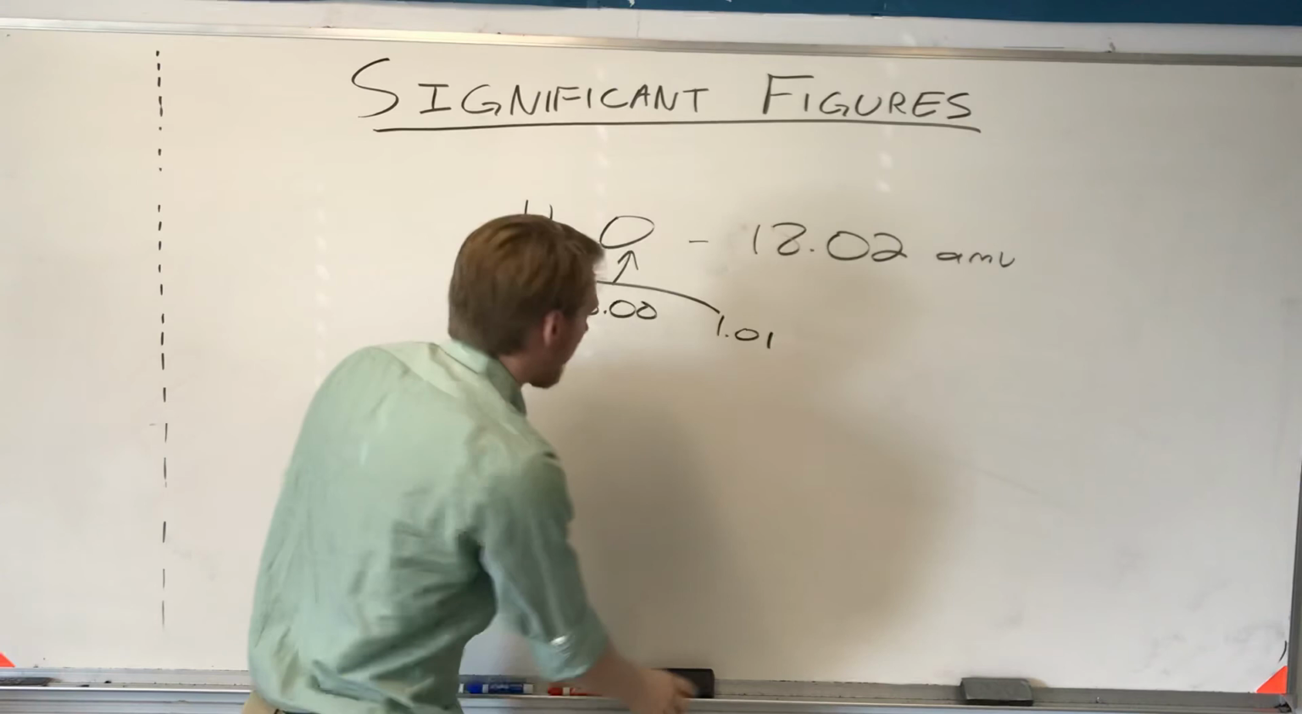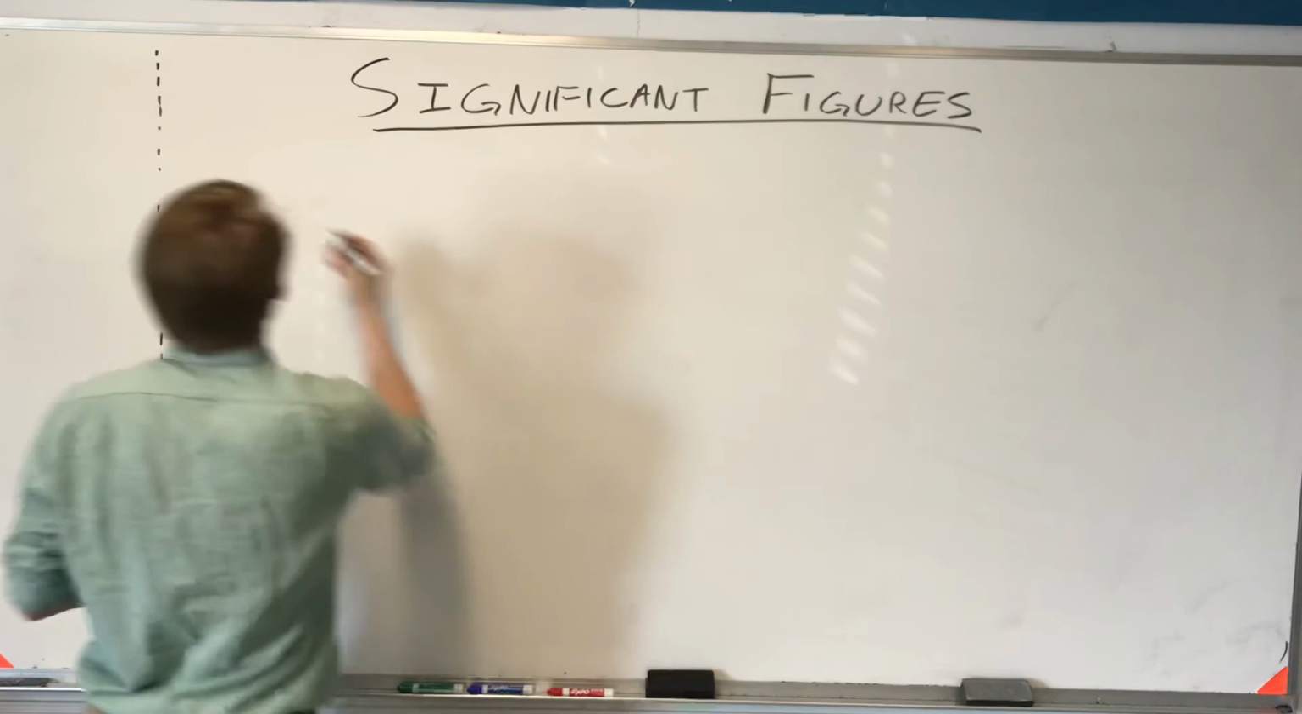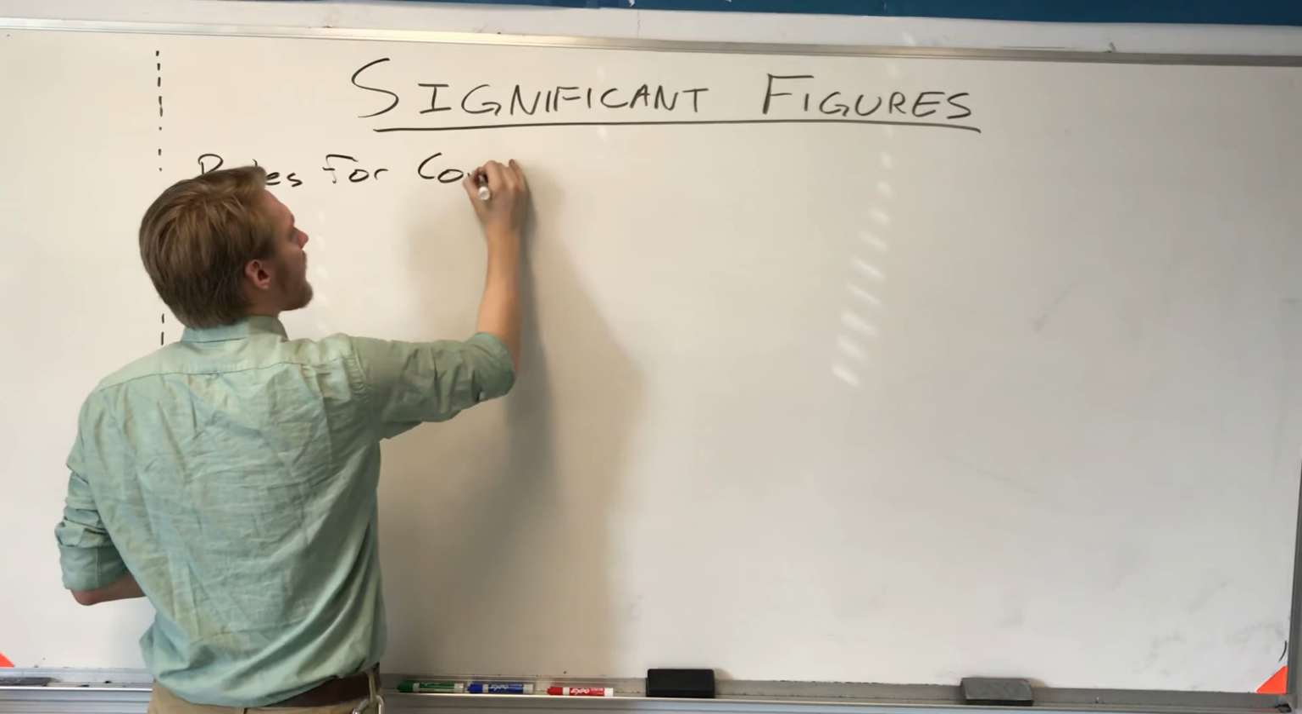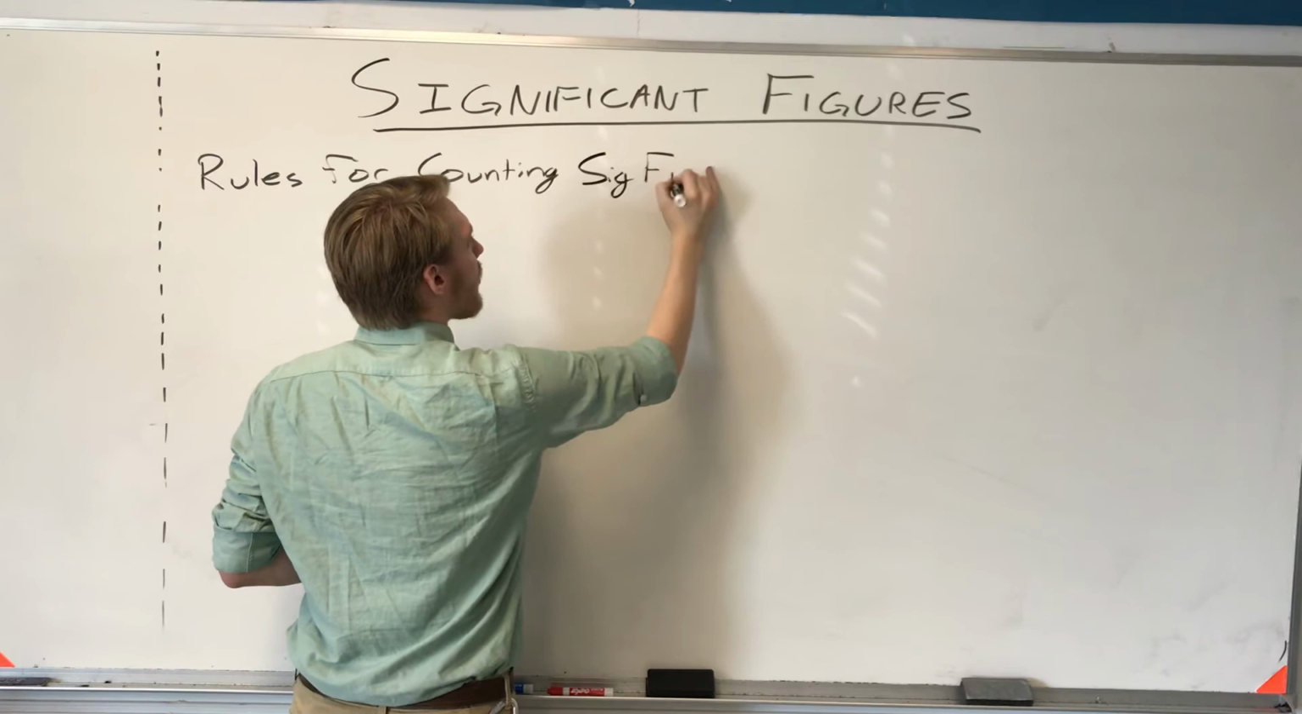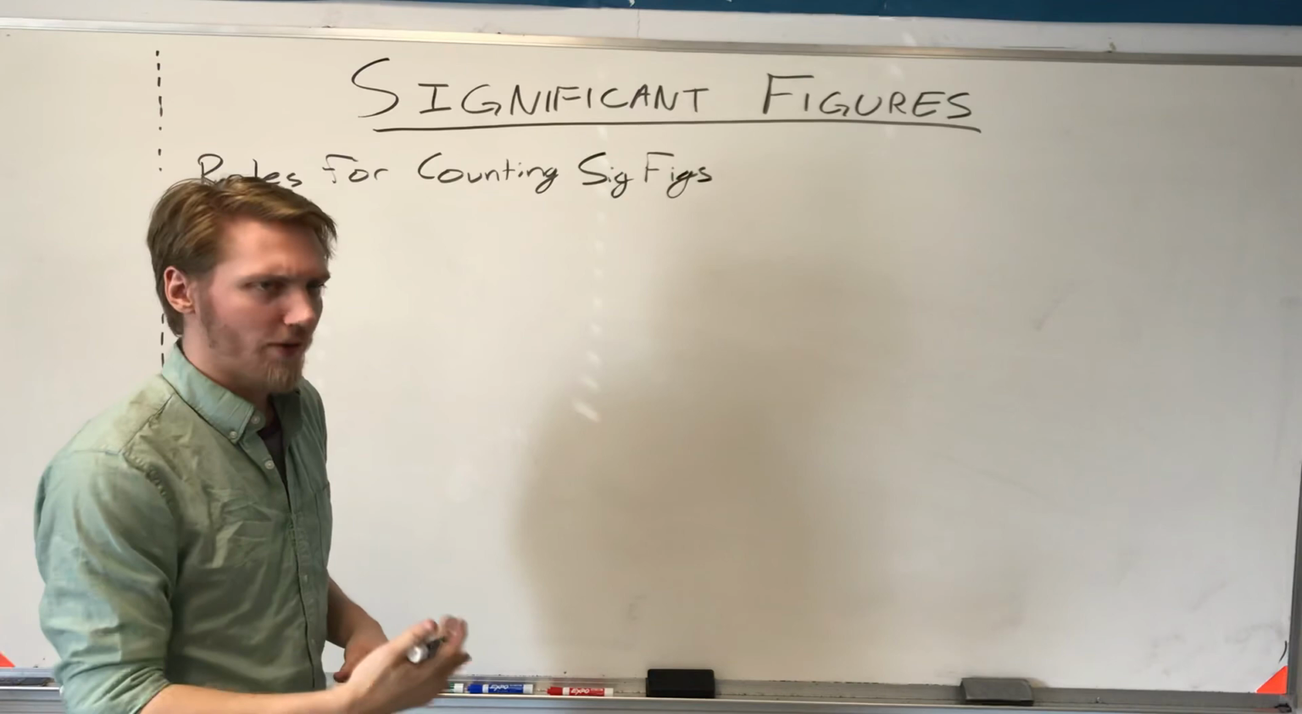And I'll write the rules for counting significant digits. And I'll just say for counting sig figs. So it's weird, right? Because I say significant digits, but I abbreviate it sig figs. I don't know. It's just something I do. I say sig figs most often.